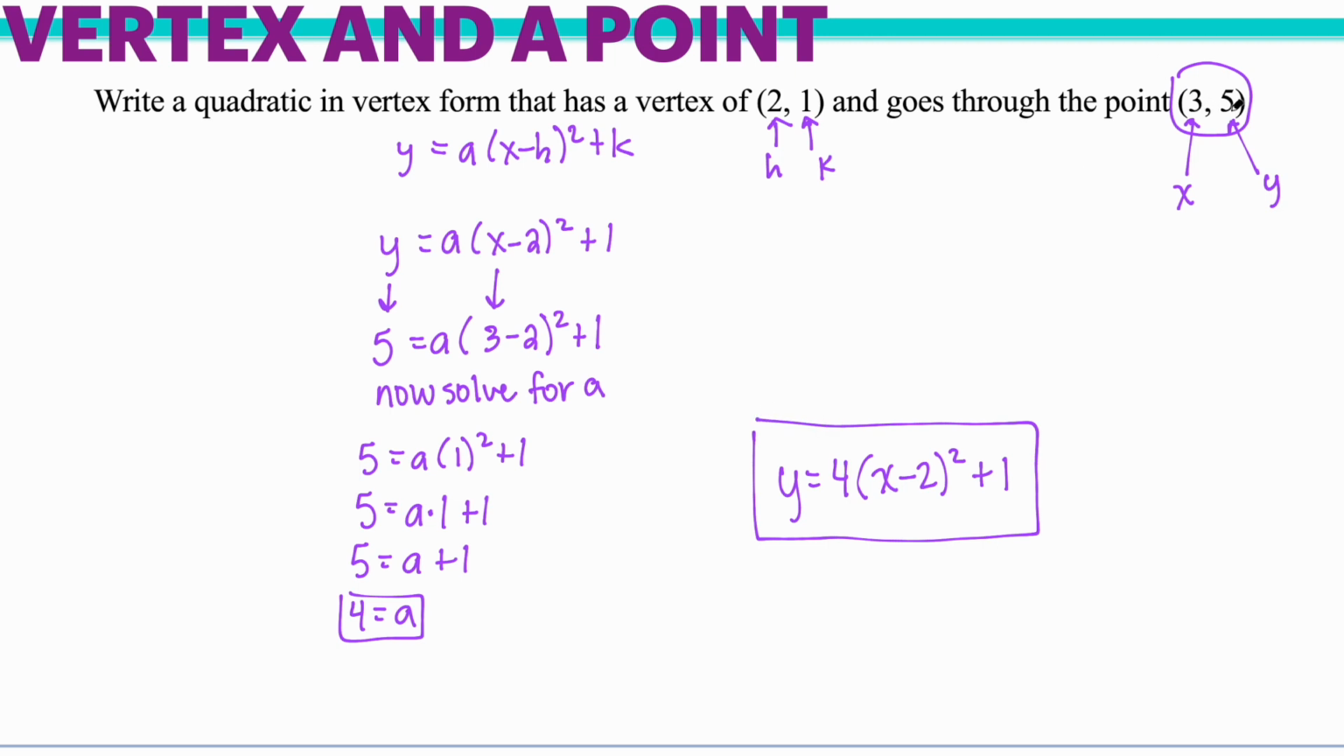Please note that the 3 and the 5 are only for attempting to solve for a. Do not put that 3 and 5 into your final answer. That's just a very specific point for a very specific part of the problem.